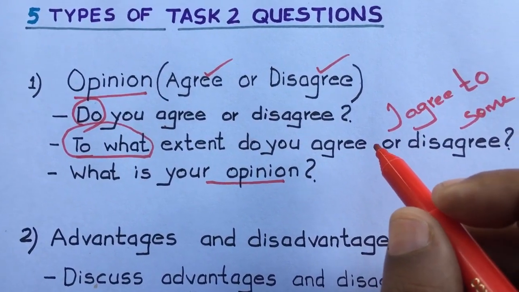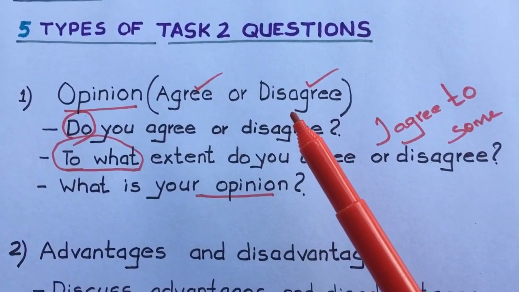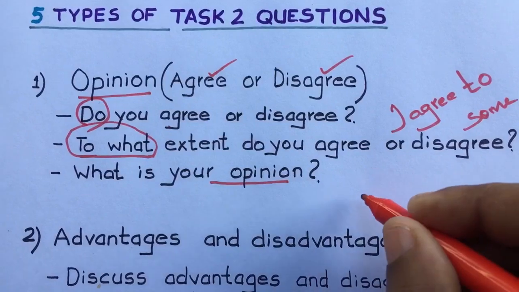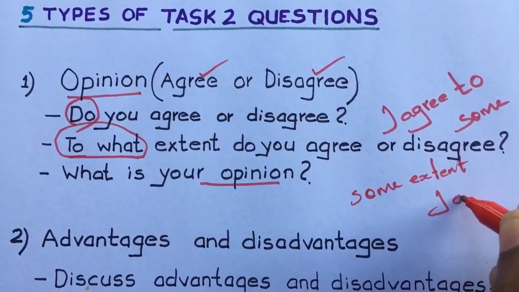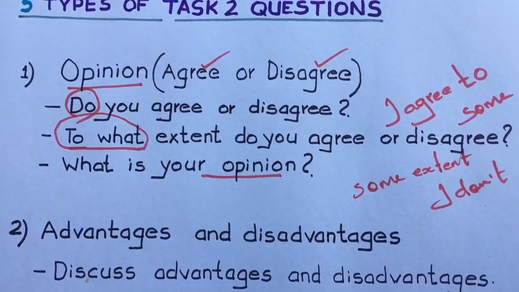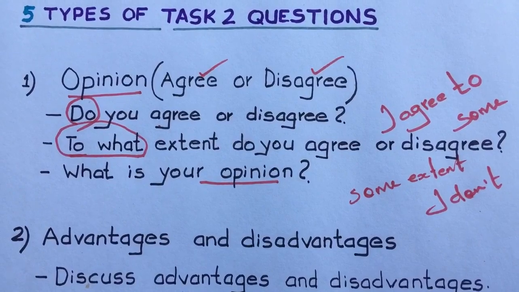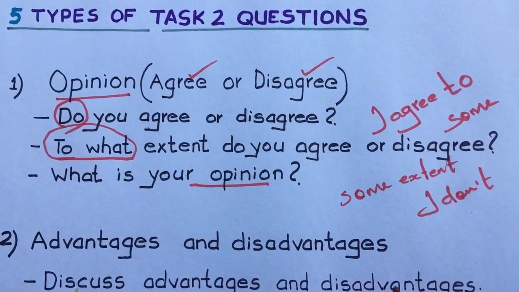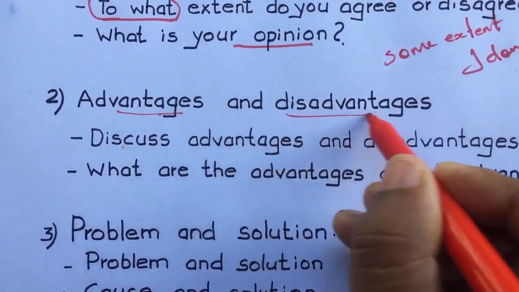I will cover each and every aspect of your task 2 question. So for opinion, don't worry about whether you agree or disagree, or you can say that to some extent I believe or to some extent I don't. Any opinion you can stick to. Nobody is worried about your answer. They are worried about your ideas, your expression of ideas, and how you execute your ideas perfectly. That's it. So let's move to advantages and disadvantages.